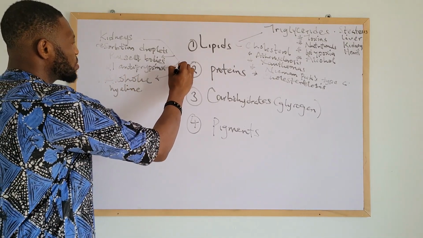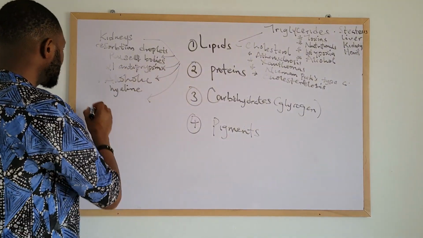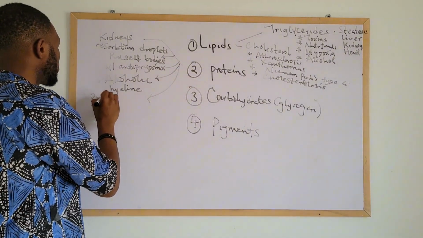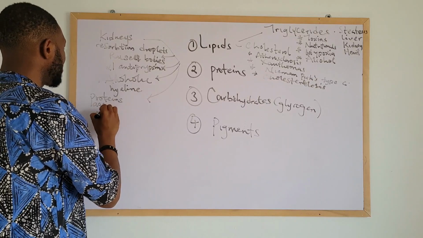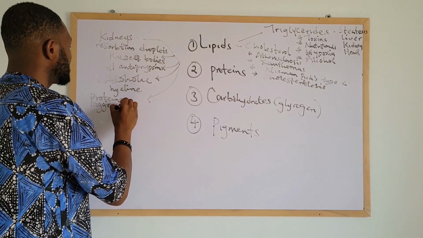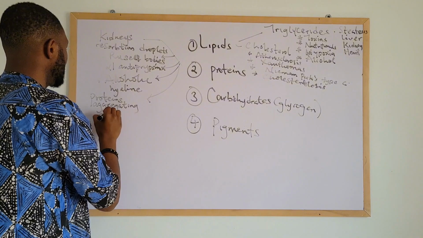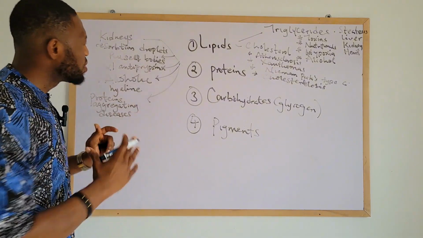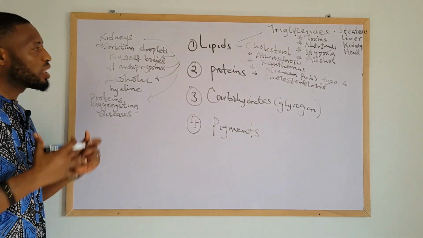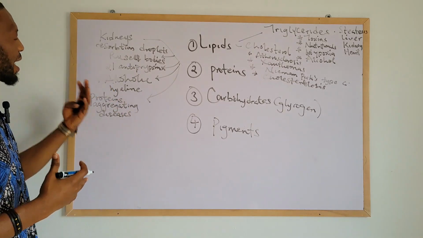Now, there are also conditions we call protein aggregating disorders, where different proteins accumulate within the cell. Protein aggregating diseases or disorders. Okay, so these are examples of conditions or situations where we see proteins accumulating.